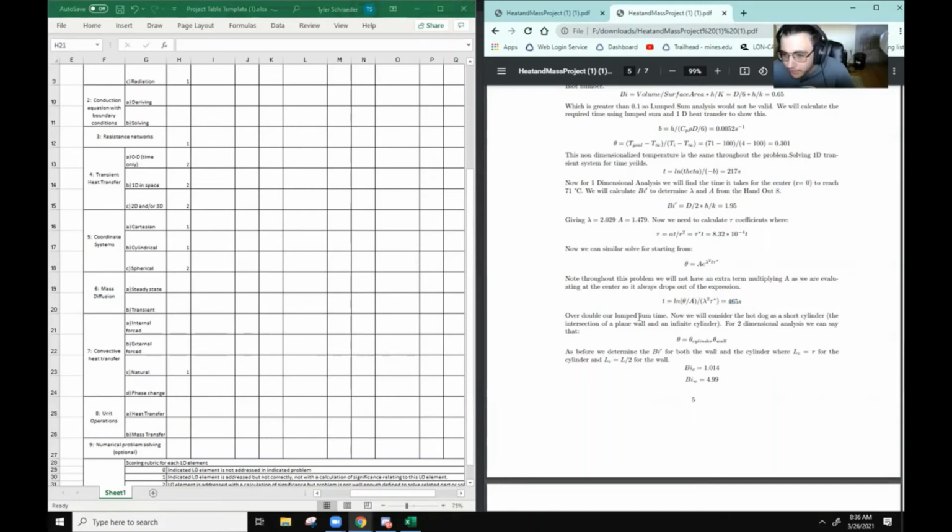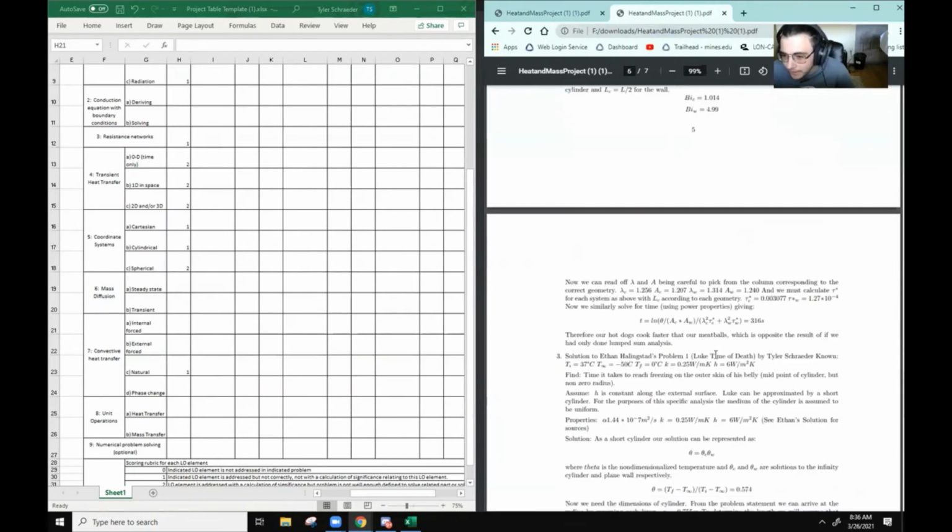And then for our cylinder, we need to consider the product solution of a cylinder and a plane wall. So we have to do basically everything twice. And then we get a nice expression at the end where we use the product properties to solve for our time. And we can get all of our final times.